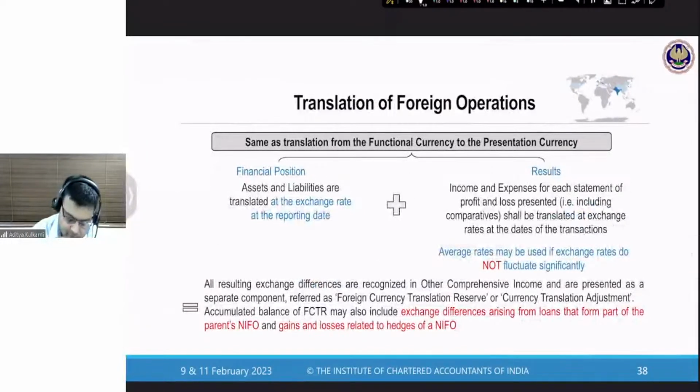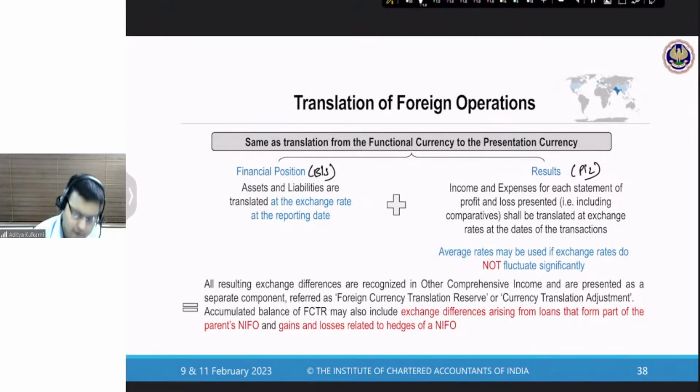But what is important for us is how do I translate the foreign operations? कौन सा rate use करेंगे? So now we are dividing the trial balance into two parts: items which represent the financial position, that is the balance sheet items, and items which represent the results, that is the P&L items. So how do I record this?